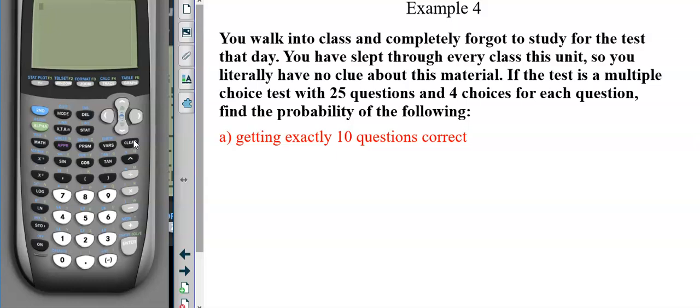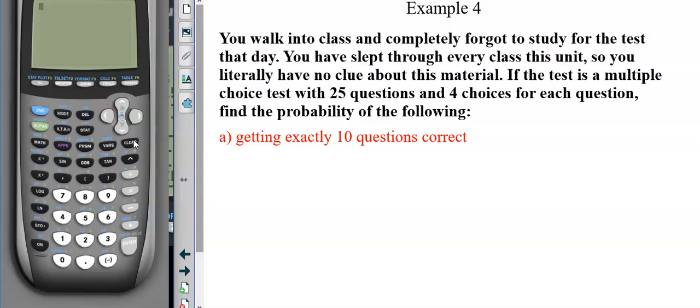So if the test is multiple choice with 25 questions and 4 choices for each question, we need to find the probability of getting exactly 10 questions correct. Now, before we even start working on this, they didn't even ask for half the questions. They just asked for 10. Half would be like 12, 13, somewhere in there. But they didn't even ask for half. They just want 10. So let's find out, what is the probability of this person only getting 10 questions right?